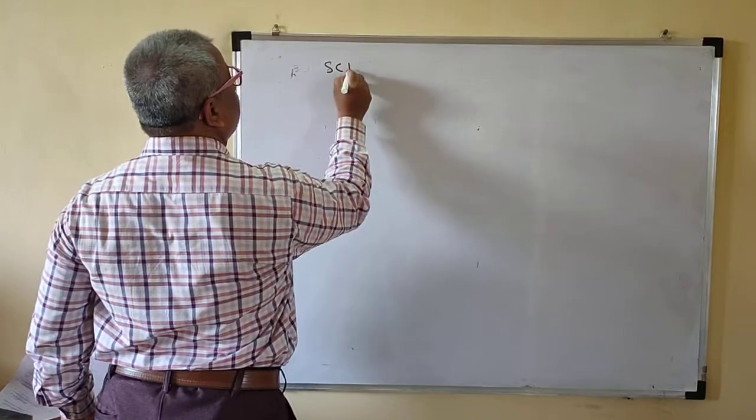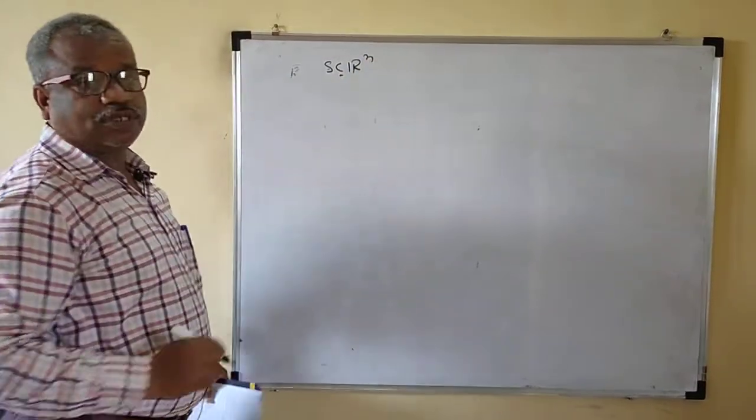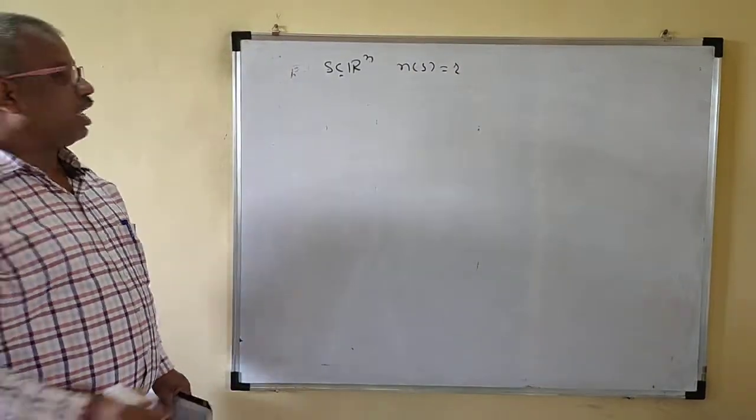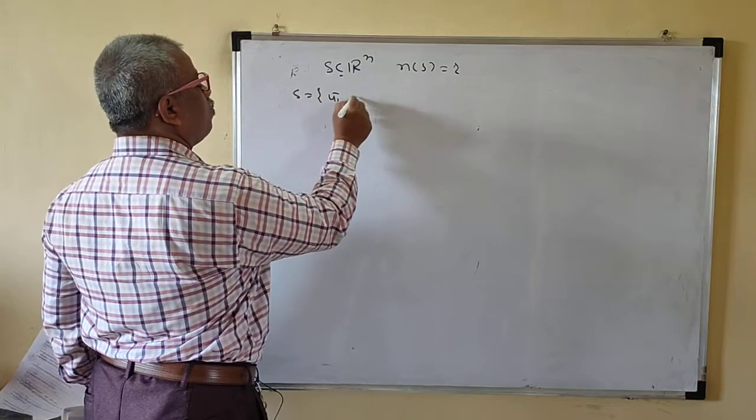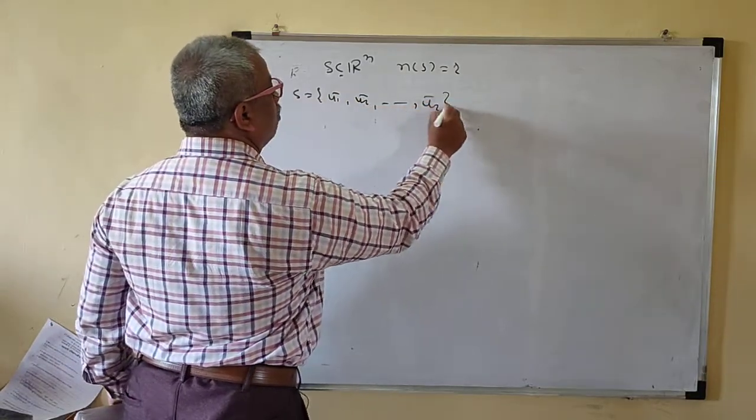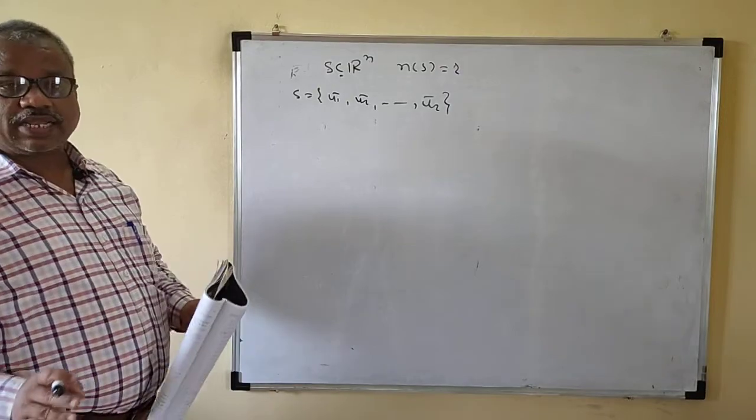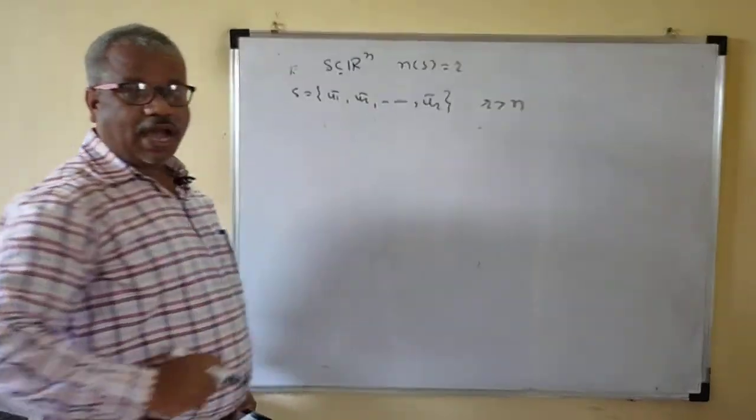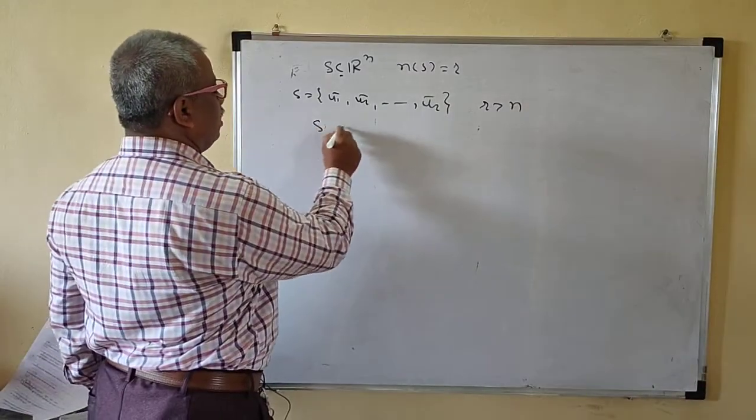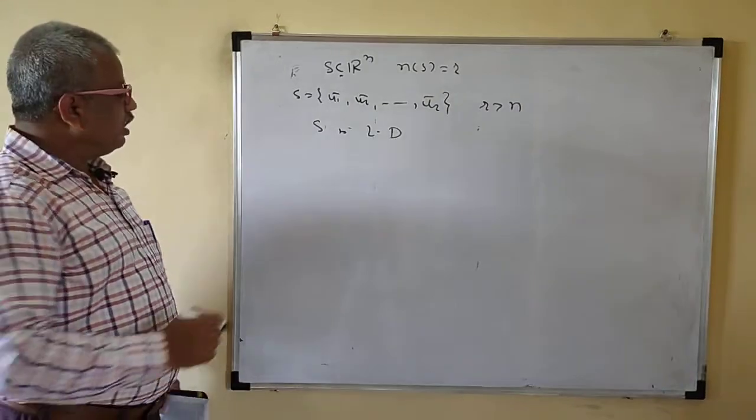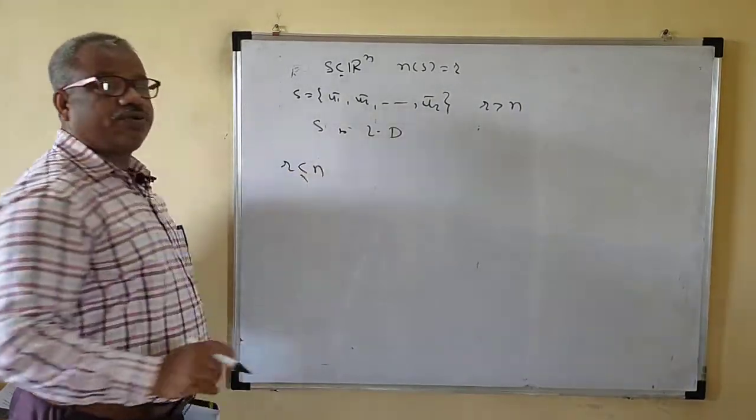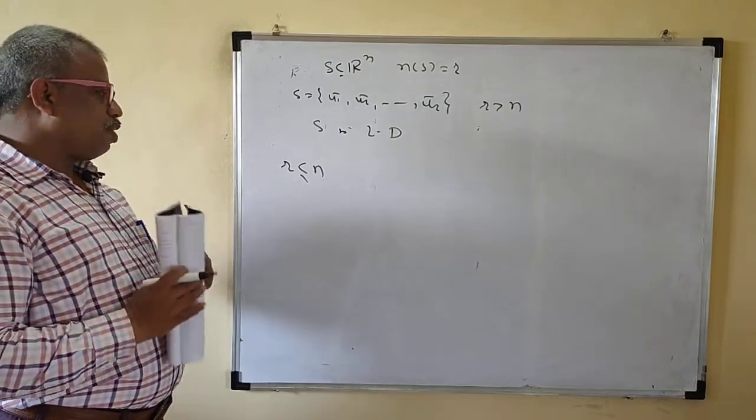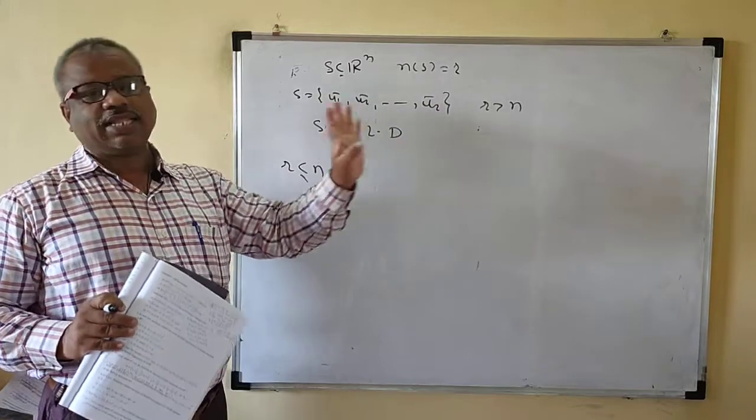Now one thing to note: suppose S is a subset of Rn and the number of elements in S is r. Suppose S is equal to u1 bar, u2 bar, dot dot dot, ur bar. So r vectors are there. If r is greater than n, then S is linearly dependent. But this does not imply that if r is less than or equal to n, S is linearly independent. We cannot say anything if r is less than or equal to n. But if r is greater than n, 100 percent it is dependent.